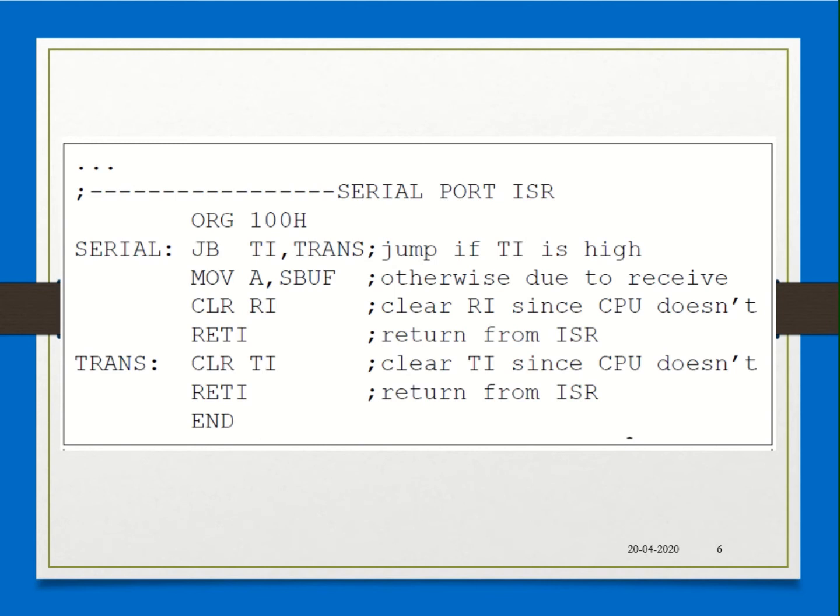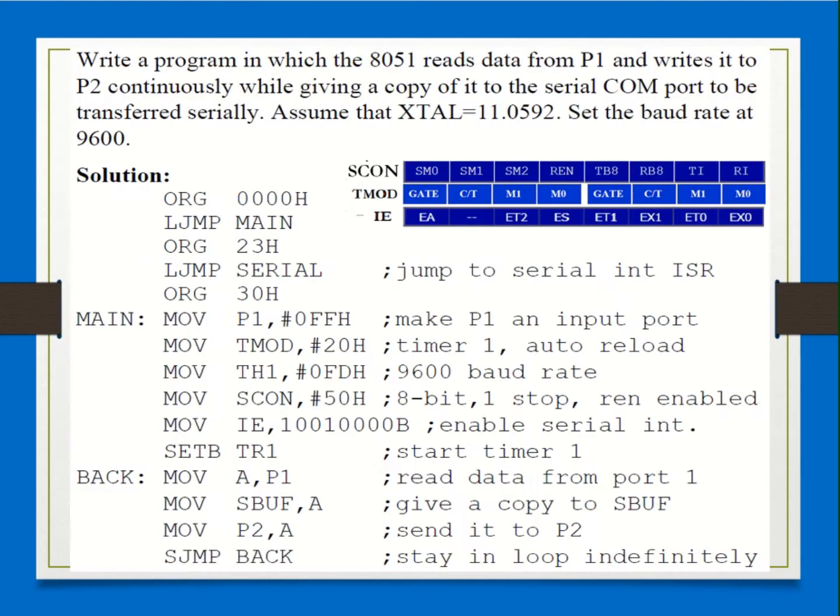Now, what happens meanwhile? This data is read continuously and sent continuously, and it is serially transmitted. Now, when will the ISR be executed? When the ISR is executed, as in the previous slide, it will jump to location 0023H. So in the ISR, what have you written there? LJMP serial.